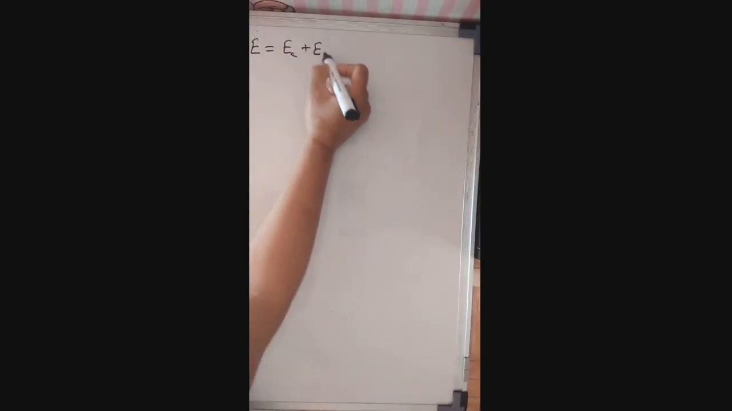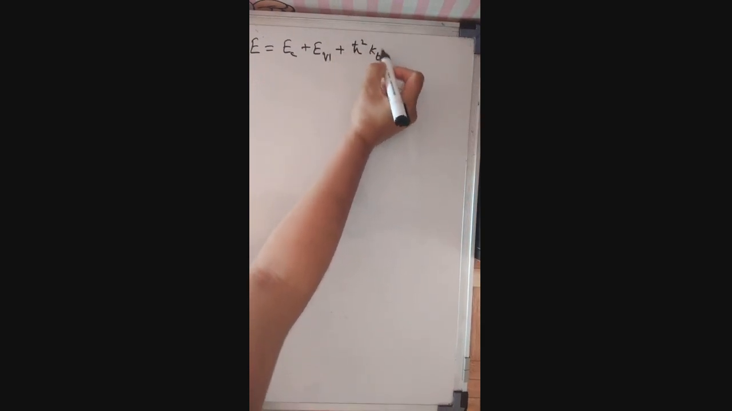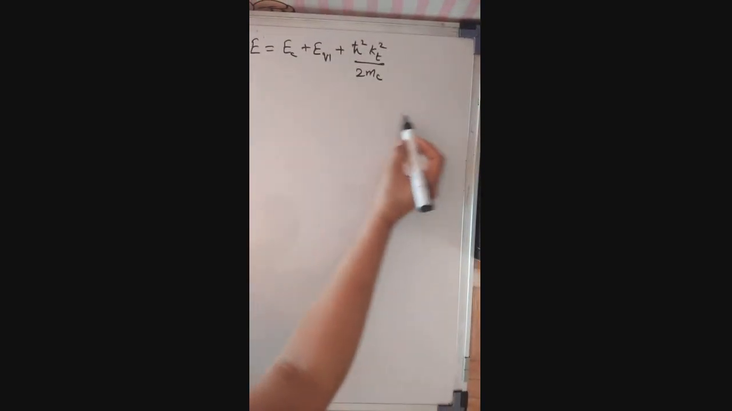Good morning, everyone. So we'll start with the previous lecture now. We were doing density of states in 2D, and in the previous lecture we have done till here that E equals EC plus EQ1 plus ħ² kt² upon 2mc. Till here we have done, where this EQ1 is what?